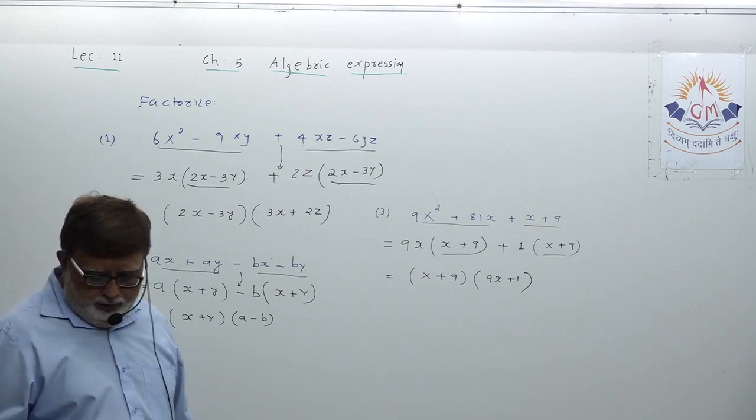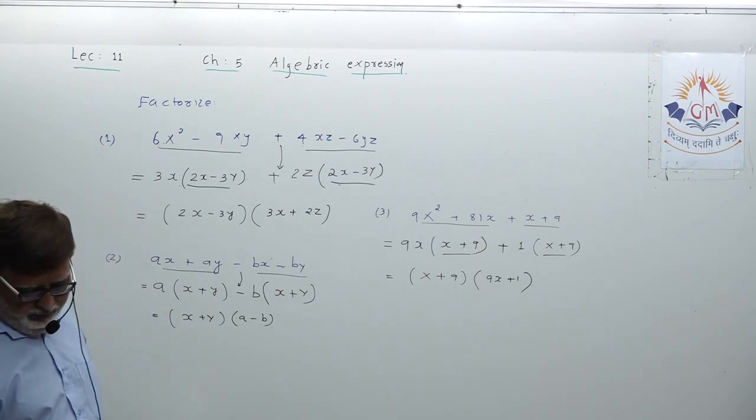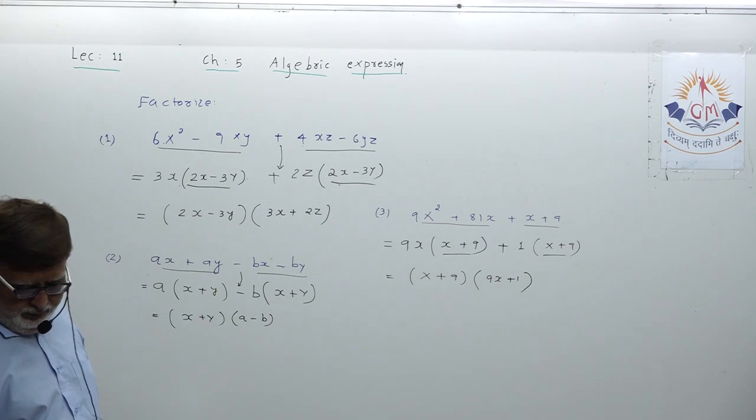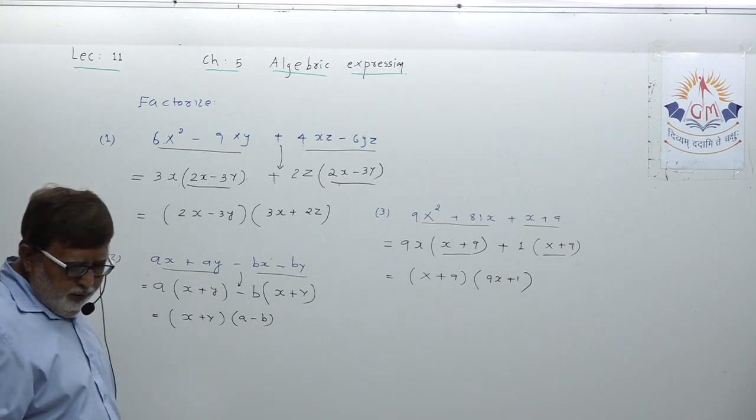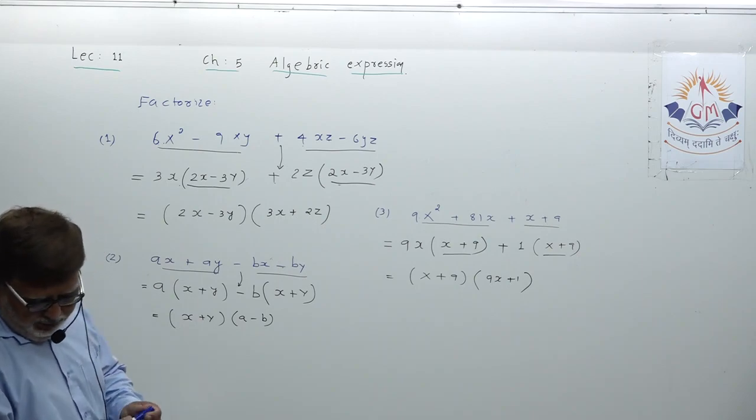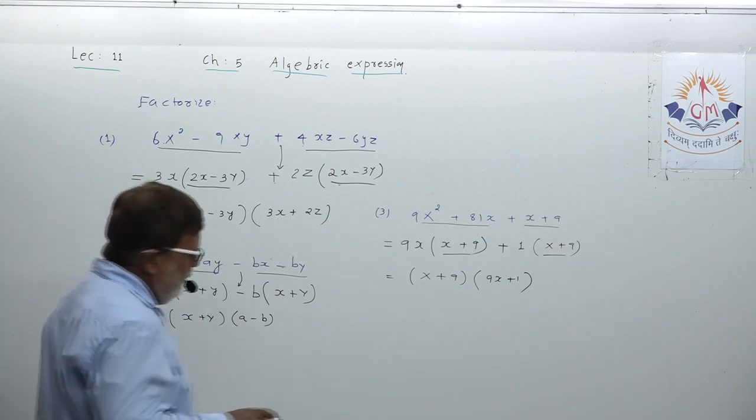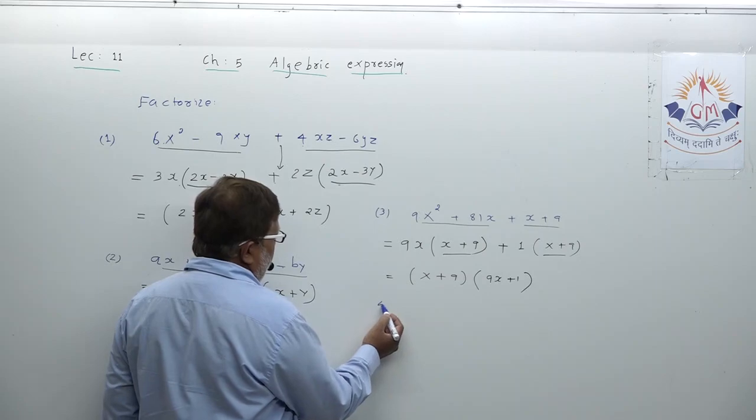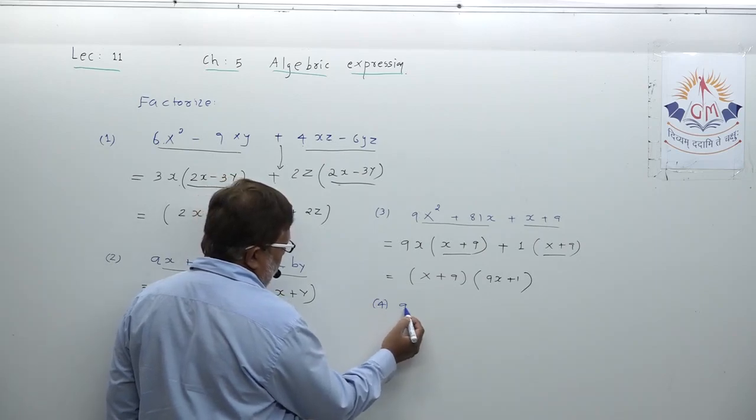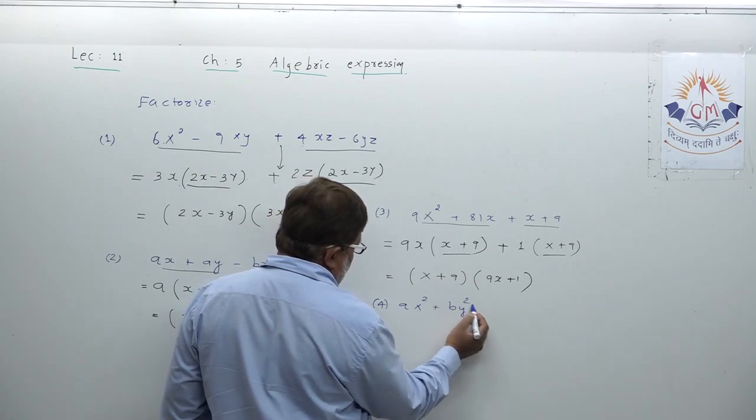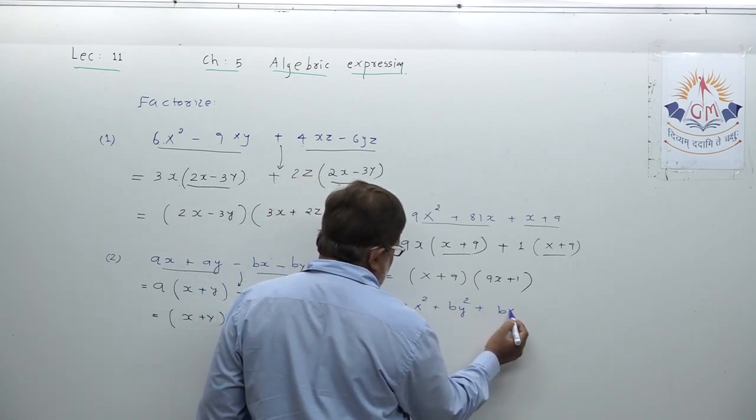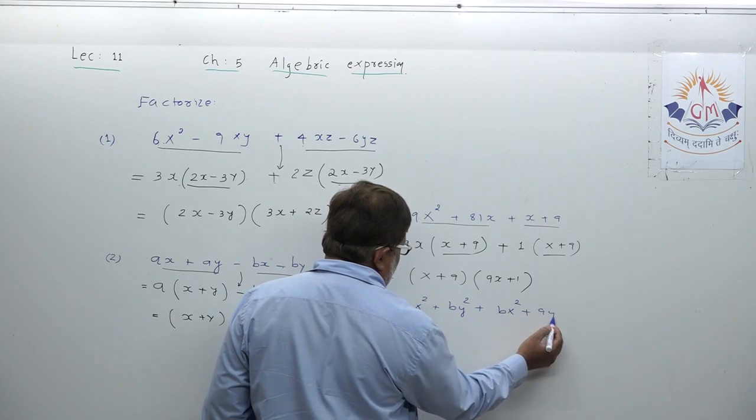So somewhat this is regarding, okay, compound factorization, okay. Suppose dear student, I would like to take one example so that I can make the concept clear in your mind, okay. Suppose ax square plus by square plus bx square plus ay square.